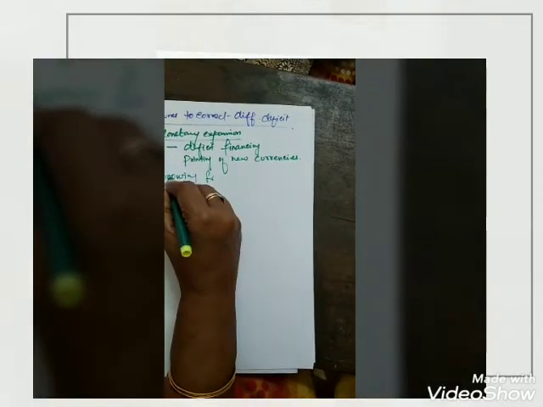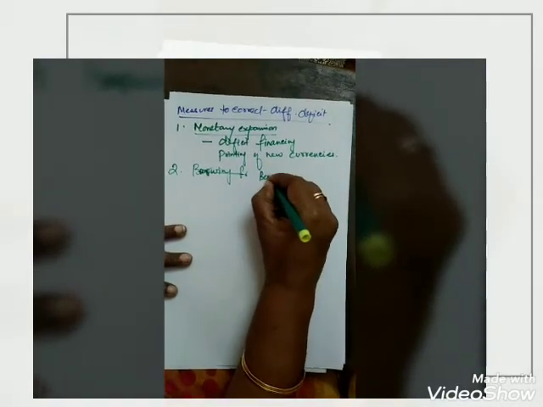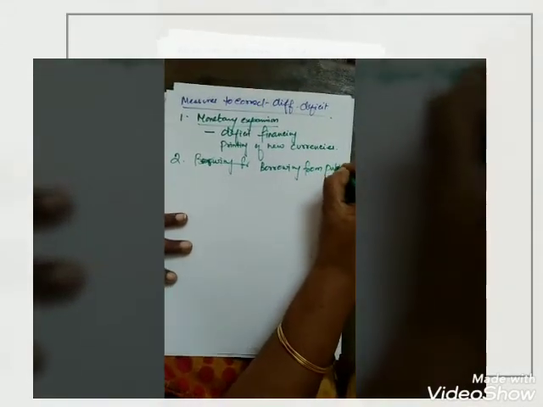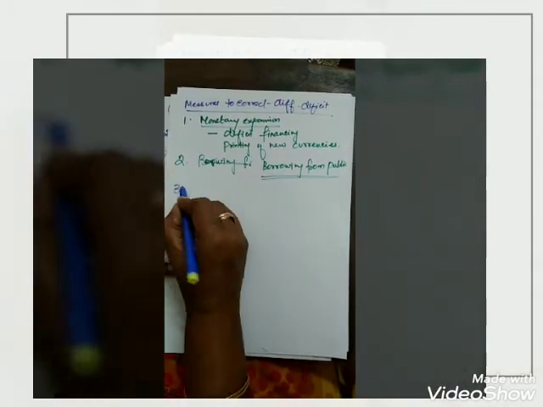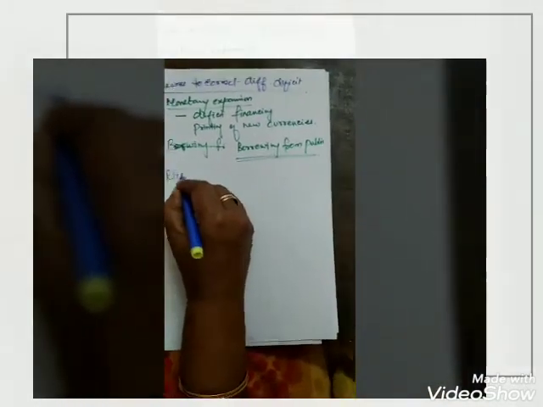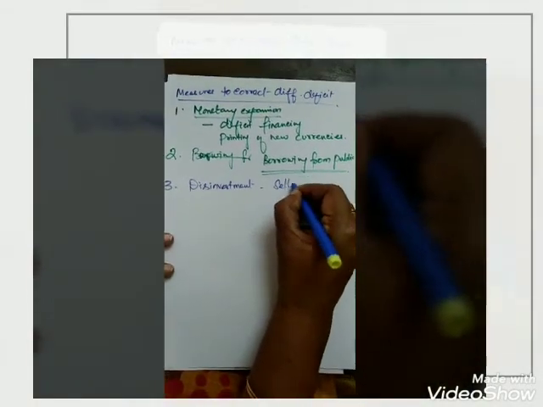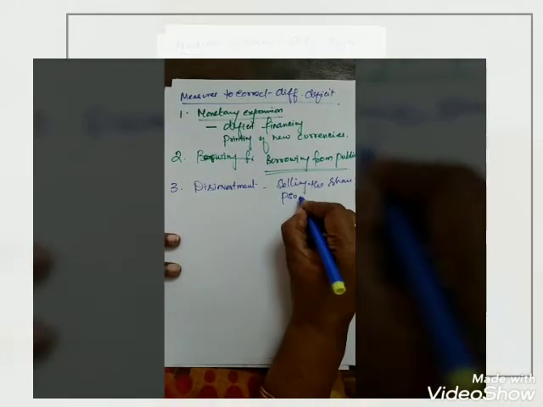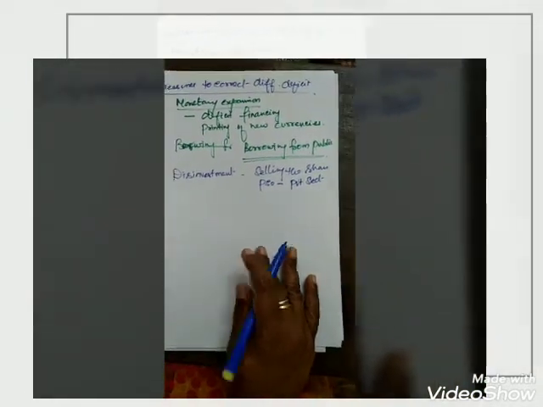Borrowing from the public. That means from local sources within the country. In that way, we can solve the deficits. The third one is disinvestment. What is called disinvestment? Selling the shares of government public sector undertakings to the private sector. In that way, we can meet the deficit.